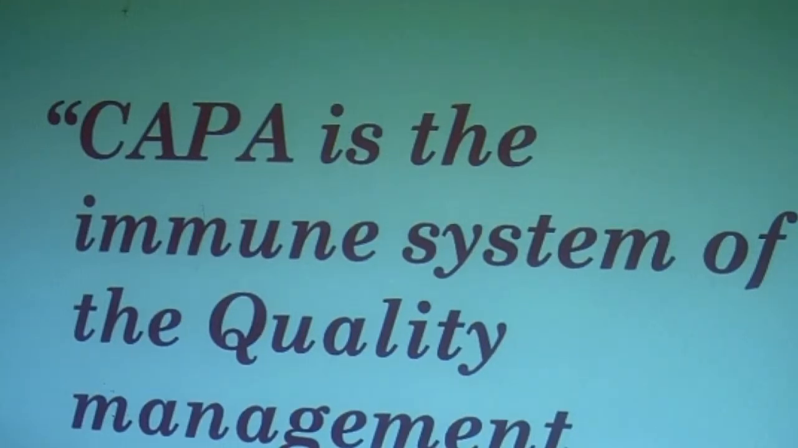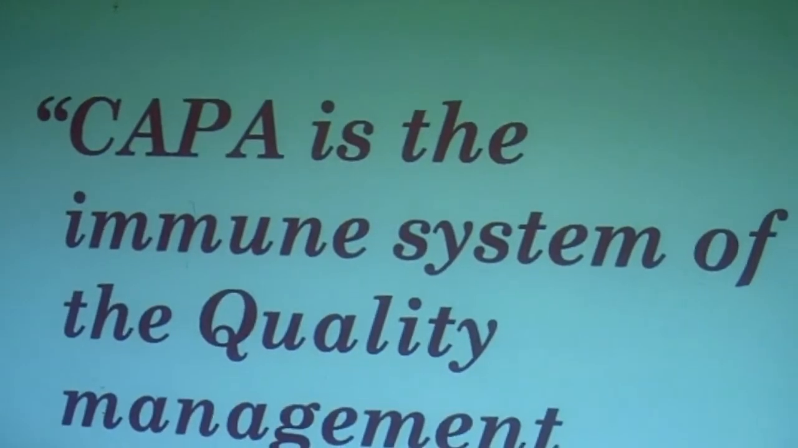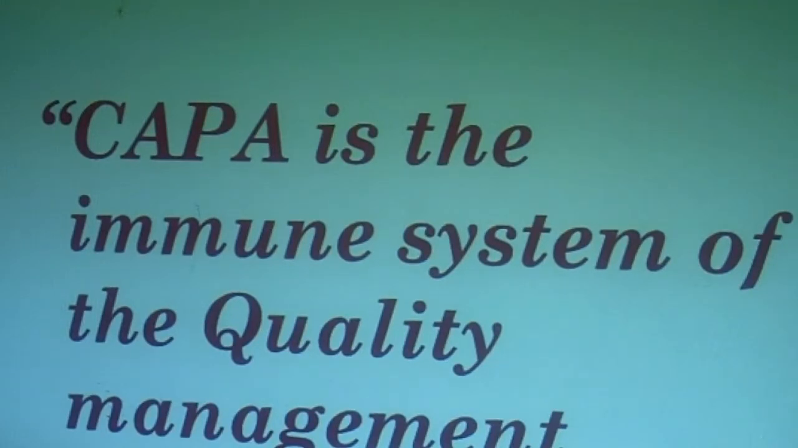Now, the CAPA system represents the immune system of a quality system. I'm going to say that again. If you're going to compare the quality system to a human body, just like the human body, the quality system has subsystems in it. CAPA is one of those subsystems. Now, in the quality system, CAPA represents the immune system.